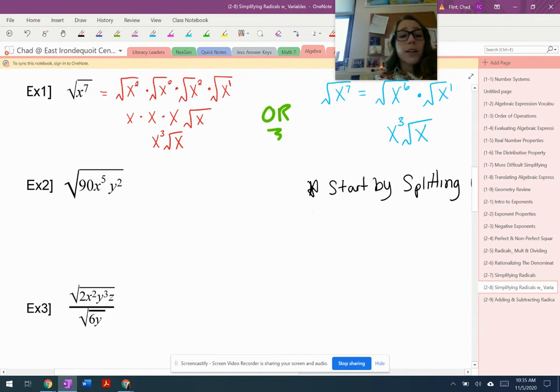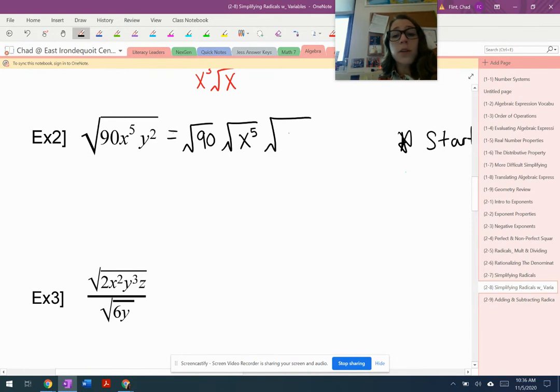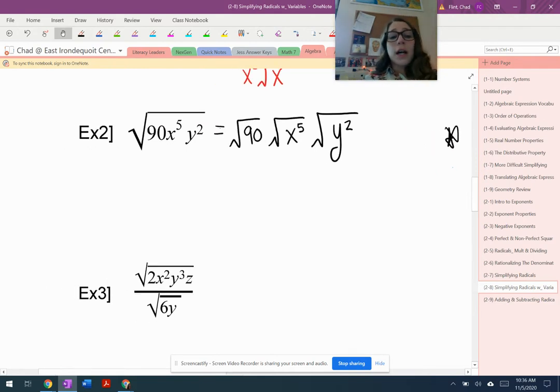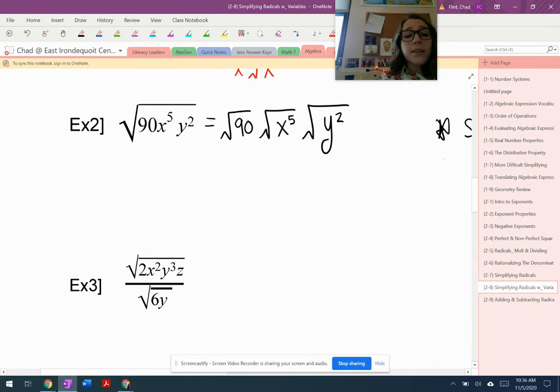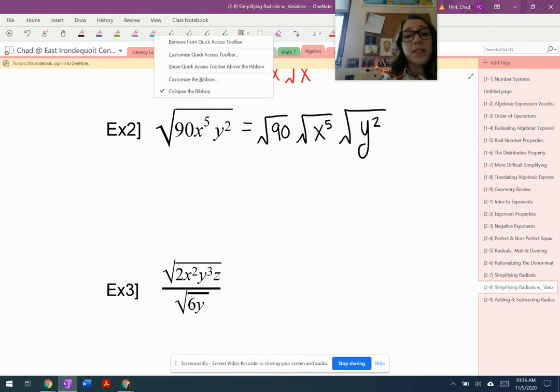So looking at this example 2, I want to split that up. I'm going to split that up into actually 3 different pieces because that's what I have to start off with. I'm going to look at the square root of the number 90 separately from looking at my square root of x to the 5th. And I'm also going to look at that separately from my square root of y to the 2nd.